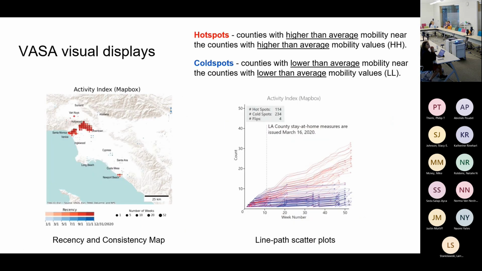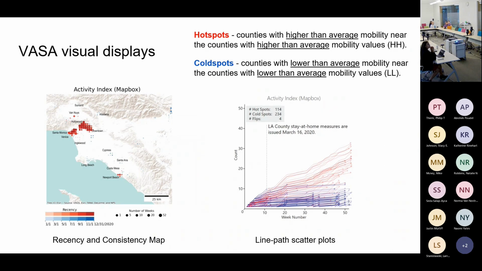VASA offers two different visual views. The first one is what we call the recency consistency map. The other one is called the line path scatter plot. Since we are talking about mobility, and VASA looks at spatial autocorrelation, the spatial autocorrelation breaks down your data into two types: spatial outliers and spatial clusters. The clusters are separated into two groups, hotspots and cold spots. When we're talking about mobility, hotspots would denote higher than average mobility in counties that are located next to other counties with higher than average mobility. For cold spots, it would be the opposite: lower than average mobility counties located next to other lower than average mobility counties.